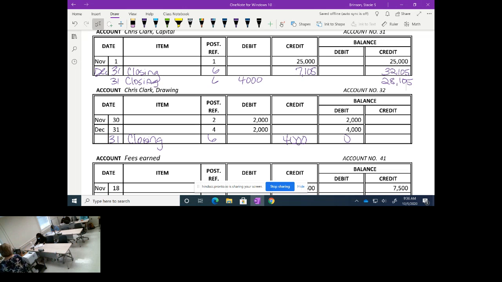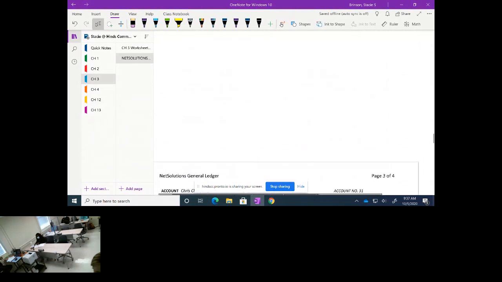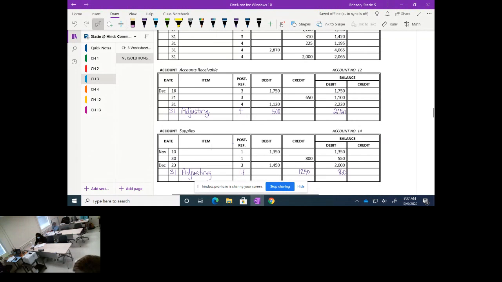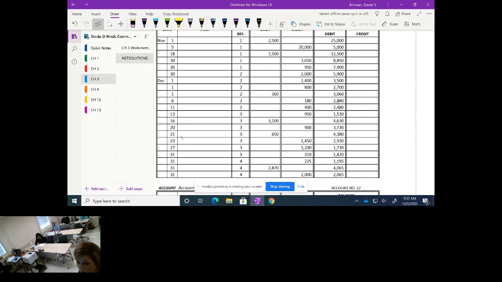Okay. So the next thing you would do in the process is prepare a post-closing trial balance. So we're going to take our ledger, take the balances off of it, and prepare that last trial balance. So it's the last phase, I guess, of the trial balance. So let's go all the way up to cash. All right, so we've got cash, 2,065. That's not what I'm looking for.